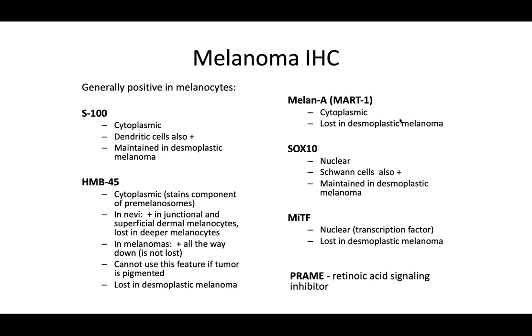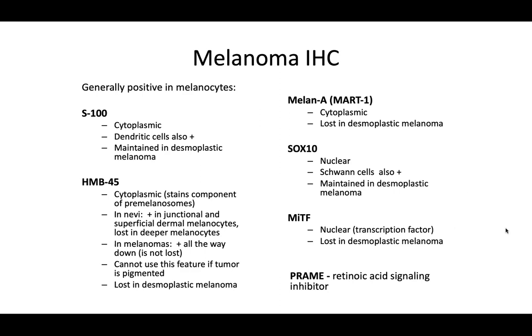HMB45 and Melan-A both are lost in desmoplastic melanoma. Like I said, PRAME is detectable in some studies up to a third of desmoplastic melanomas. There may be higher detection in different cohorts, and studies are ongoing. SOX10 will stain the desmoplastic melanoma cells, as well as S100. Keep in mind that SOX10 also stains Schwann cells, so it can be present in neural tumors. SOX10 is a nuclear stain, and so I find it to be very clean when you're looking at melanocyte density.